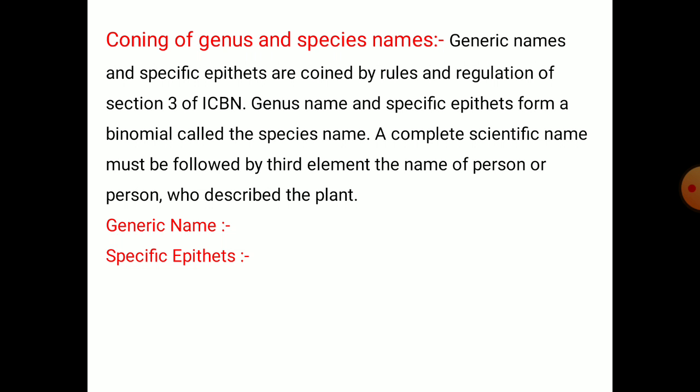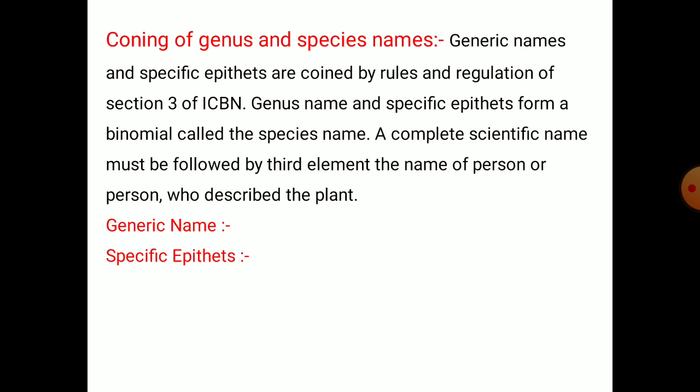Sometimes the generic name is given in honor of someone, a memorandum in honor of some author. For example, Sidalpinia, this is one more plant. The name of this Sidalpinia plant is given by the scientist in honor of the scientist Sidalpino.